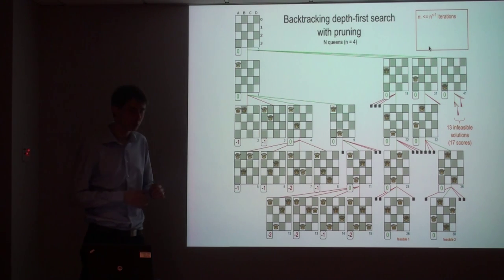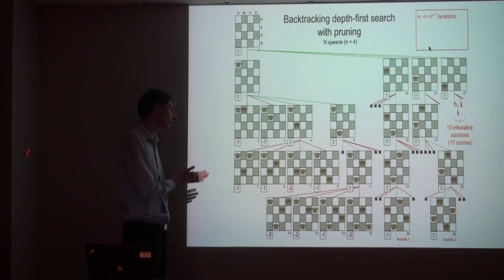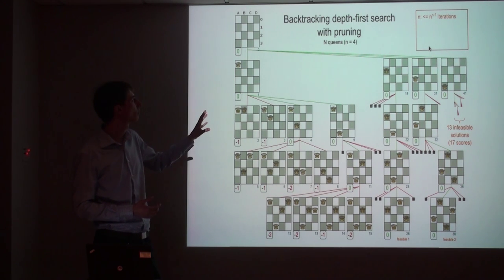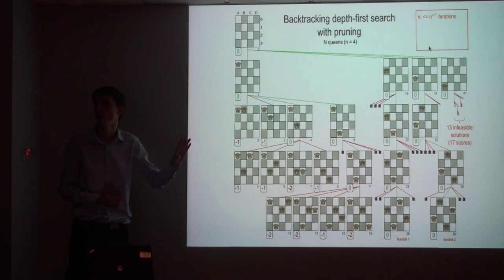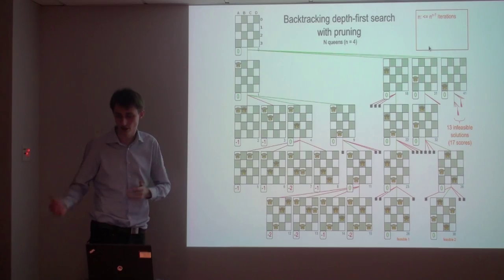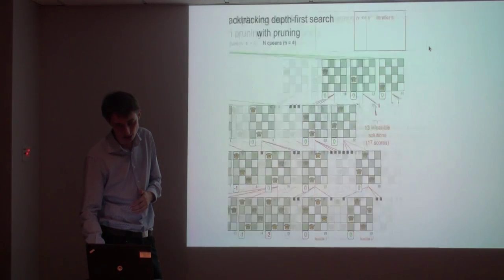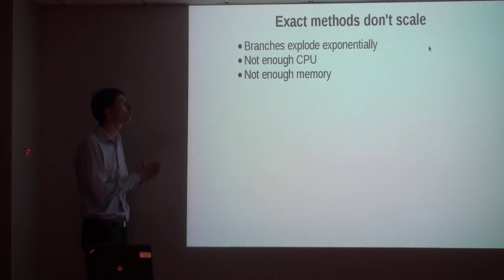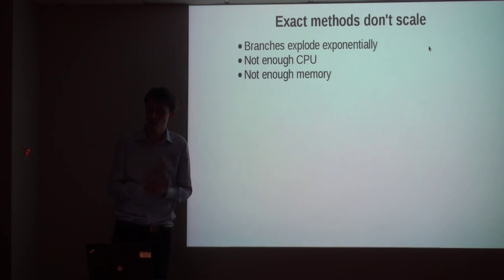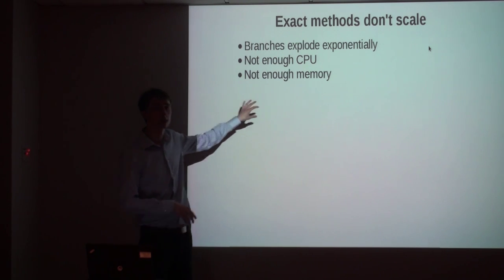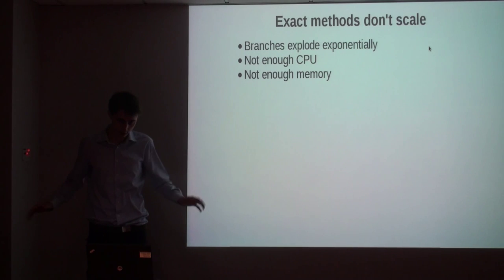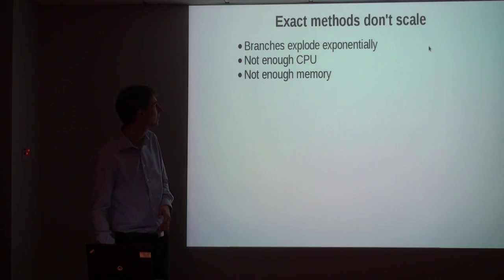I don't have the numbers behind it, but basically this one works well up to N20 or something like that. Brute force works to N10. No way you can do N100, N1000, N5000 or something like this. It doesn't scale. So exact methods don't scale. They branch, explode exponentially. There's not enough CPU, there's not enough memory. And also, backtracking is terrible on memory, because it eats your memory.